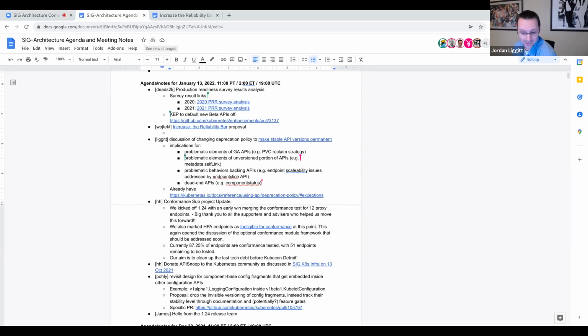But what the policy actually says is, if there was a V2, which HPA just hit V2, according to the policy, we could deprecate V1 and remove it in a year. Would we? No. And I can't imagine us removing it, but the policy says we can. And so that does a few things.